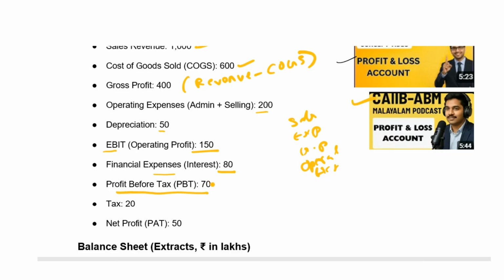So this is 70, 150 minus 80, 70. And once you pay the tax on this profit, which is around 20 here, you finally deduct 20 from the PBT and you get the net profit, which is the profit left after all your deductions. So this is the one which will be either transferred to the balance sheet as retained earnings or distributed as dividend among the shareholders.